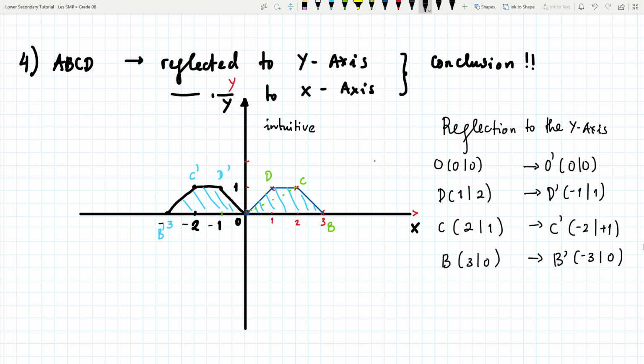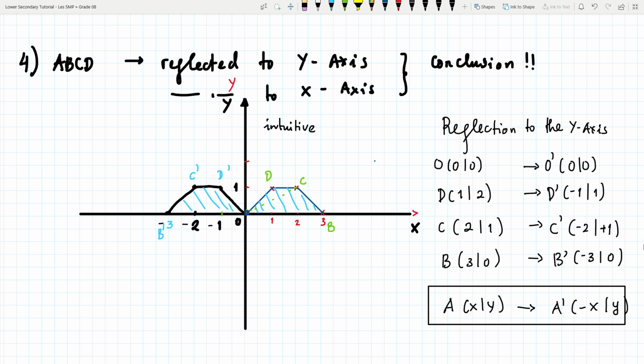So what conclusions do you have here? In case you have an object named, let's say A, and A has the coordinate of x, y, and it is reflected to the y-axis, what will be your A prime? -x and y. Alright, so that's the first transformation we have with its conclusions. Arithmetically, at least, we can draw conclusions, and whenever we have to reflect something to the y-axis without drawing, then we can apply this formula.